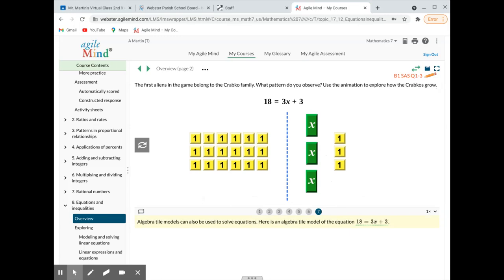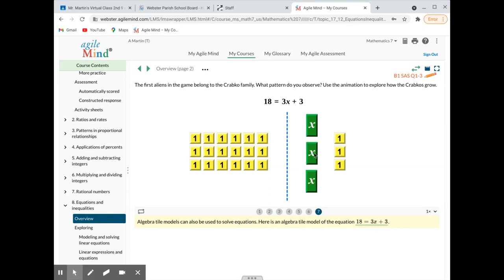So let's take a look at this. It says algebra tile models can also be used to solve equations. And here is an algebra tile model of the equation 18 equals 3x plus 3. So what could you do with these? How would you find out what these x's are? Divide. Well, in other words, you know this is 18. You know this is 3. So division would work. But wouldn't all we have to do is figure out what we need to add to 3 to get 18? Yes, sir.